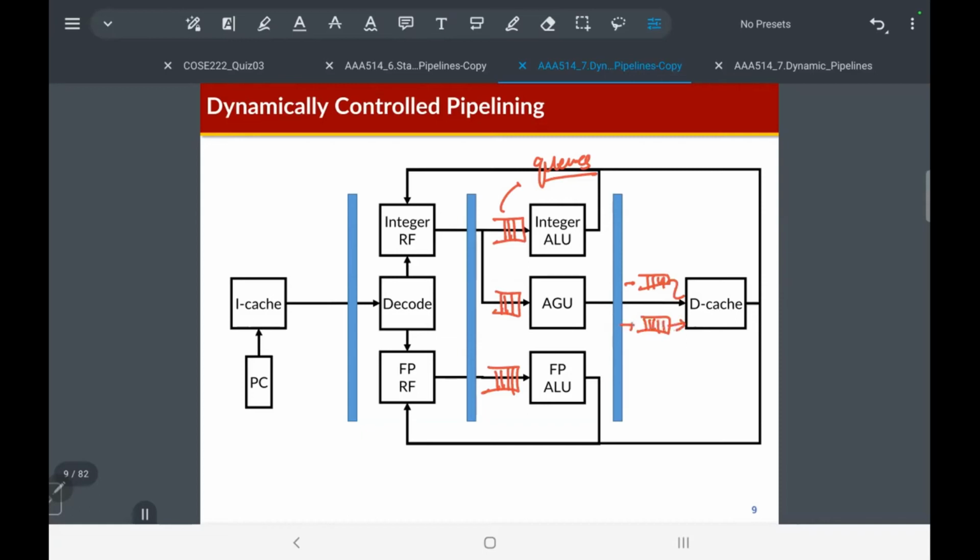So why did I draw two queues? They are queues for load and store: a load queue and a store queue. Because the data cache has various latencies, we can insert queues between this execution pipeline stage and the data cache.